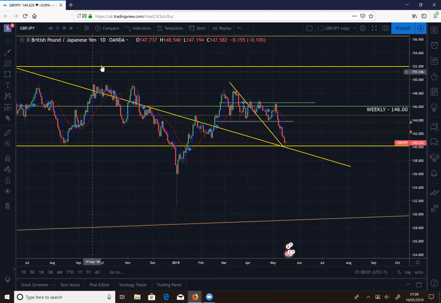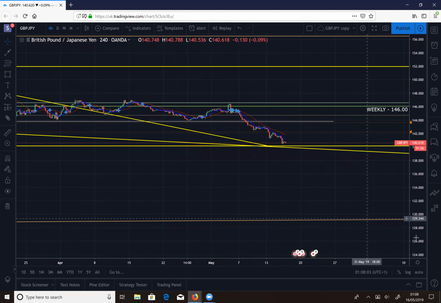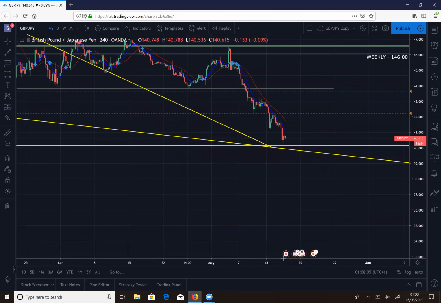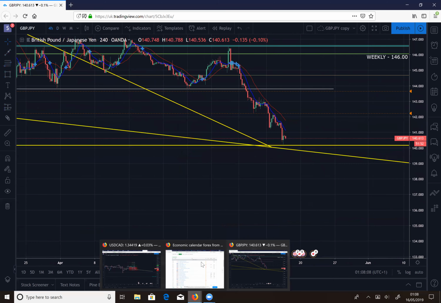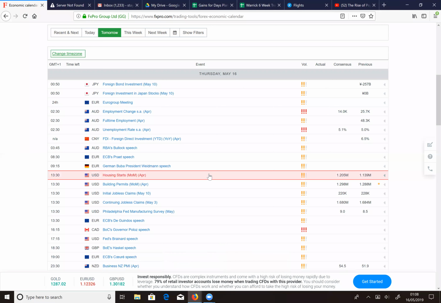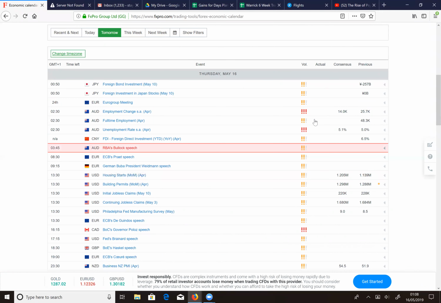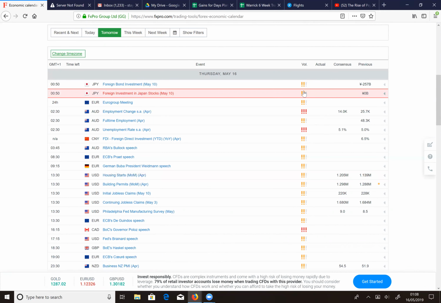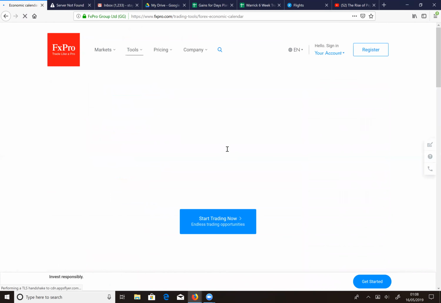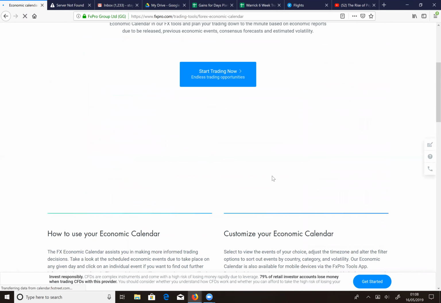That's GJ. Yes, there is some Japanese news coming out. So we've got some foreign bond investments and foreign investment in Japanese stocks. You know what? That's already come out. So let's just refresh the page. You can tell that I'm done with GJ today. With some good profits on that, I thought, let me just leave it alone for today.